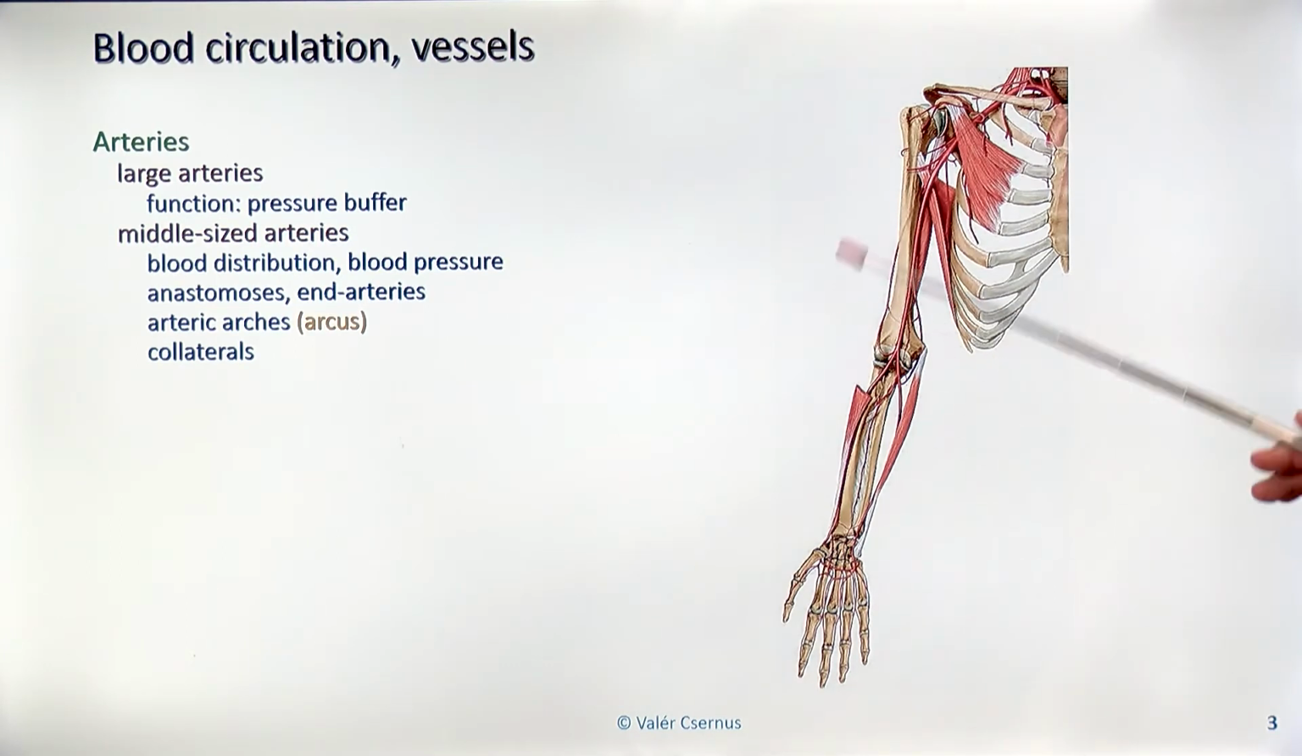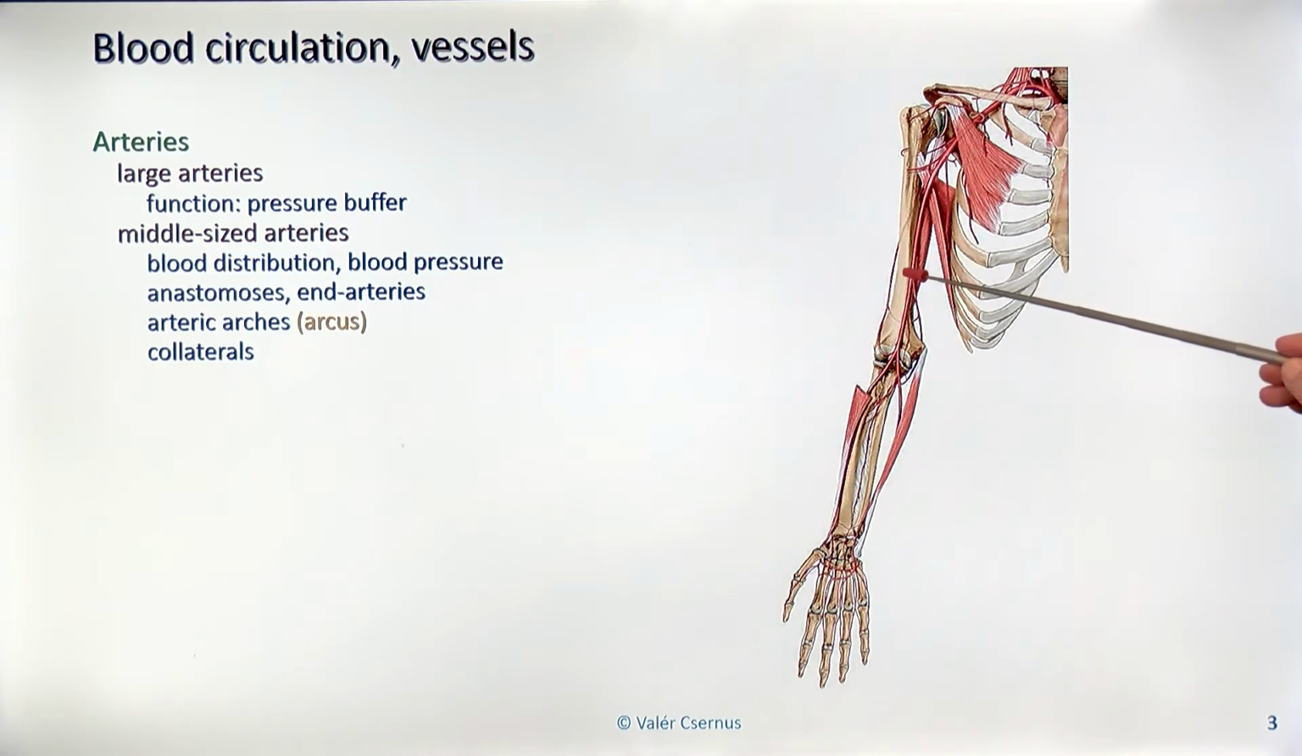Also another feature of the arteries which makes the circulation more reliable is the collaterals. On the two sides of the arteries, or one side of the arteries, we have arteries that are coming out of the arteries and later going back. This is what we name the collaterals. This also makes the circulation more reliable.